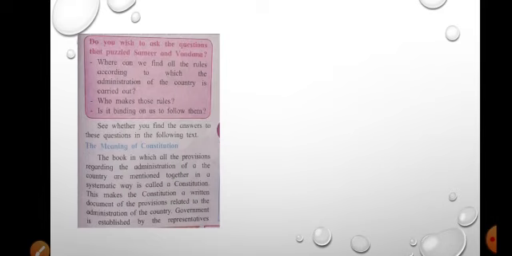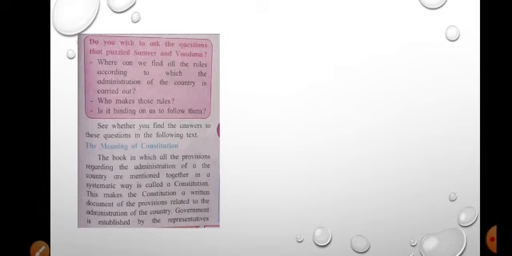And second, who makes those rules? And it is binding on us to follow them. It is compulsory for us to follow them. These questions are all there in your mind. See whether you find the answer to these questions in the following text. Now let's see where we can get the rules of administration, the rules according to which our country is administered.